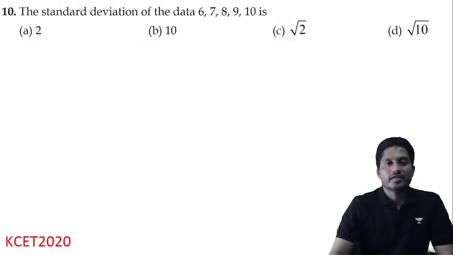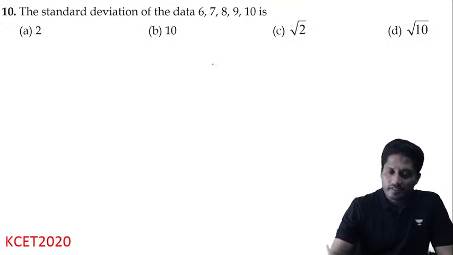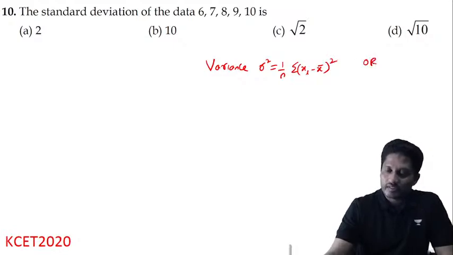Alright, what is the standard deviation of the data? Standard deviation is equal to the root of variance, right? First I'll find the variance. Variance is equal to 1/n summation (xi minus x bar) the whole square. Or even this is correct: variance is equal to 1/n summation xi square minus x bar square. Even this is true.